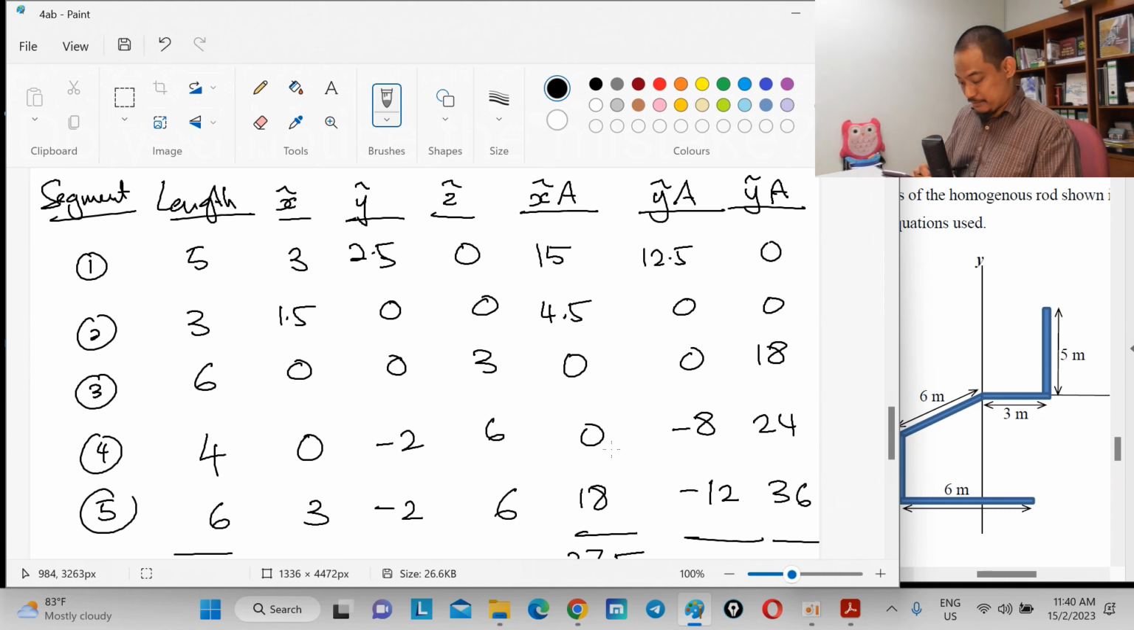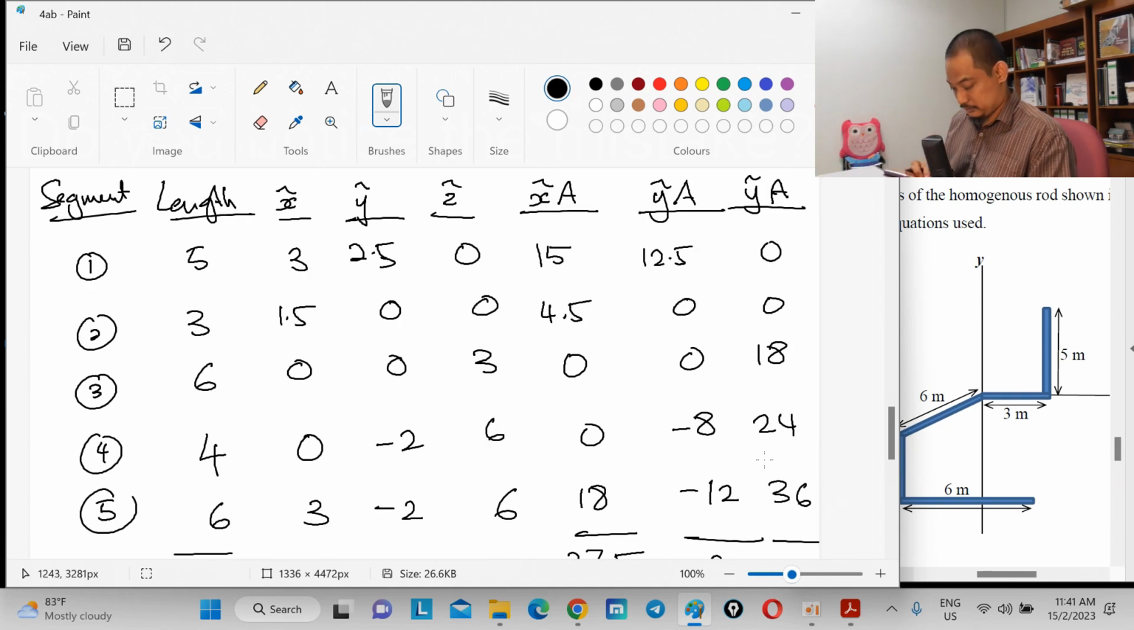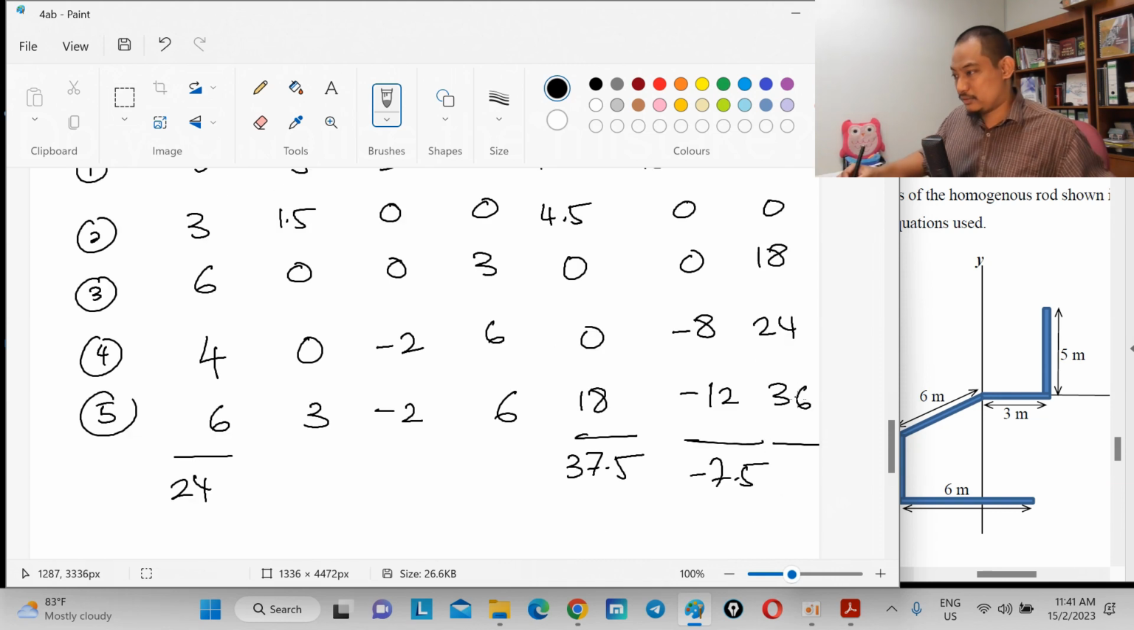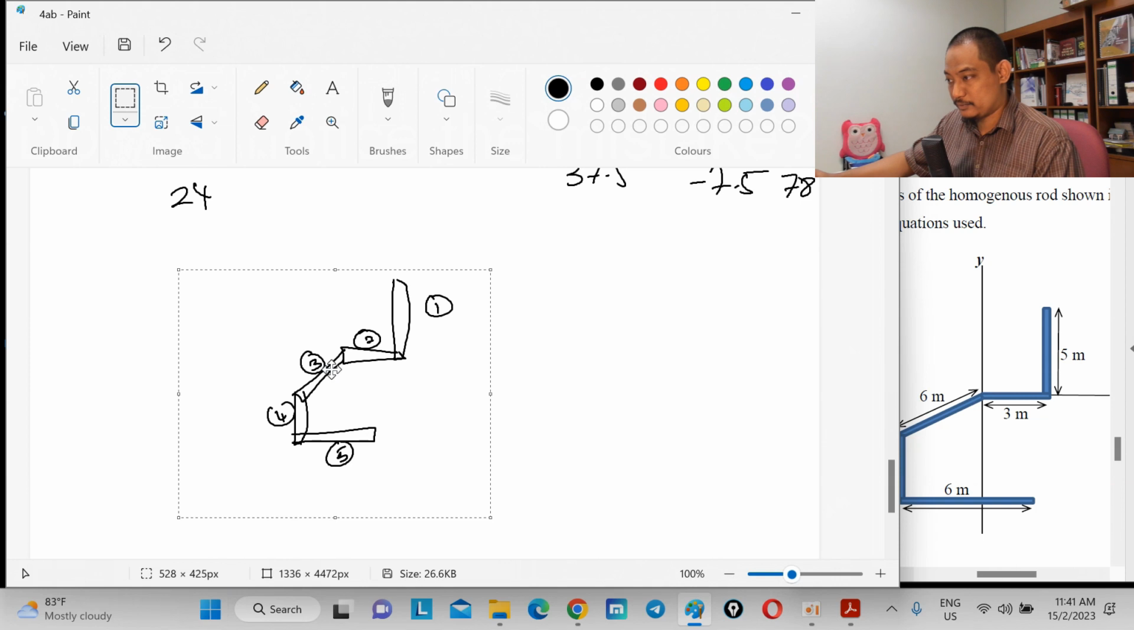What am I doing? 12.5 plus 12.5 minus 8 minus 12 minus 7.5 minus 7.5. 36 plus 24 plus 18, 78. Okay, so this I'll leave it somewhere there.